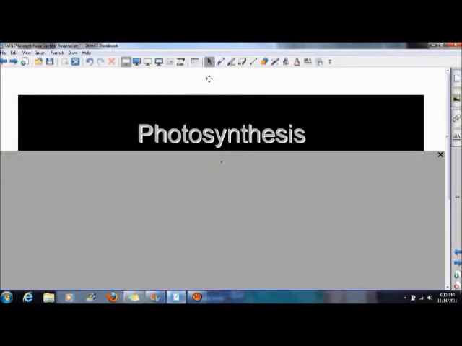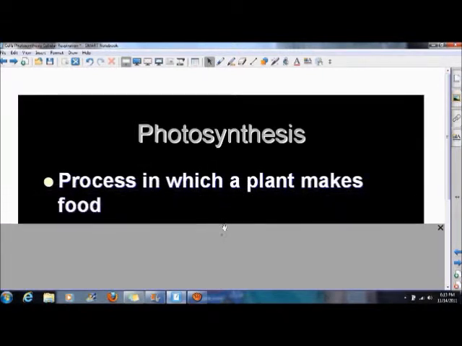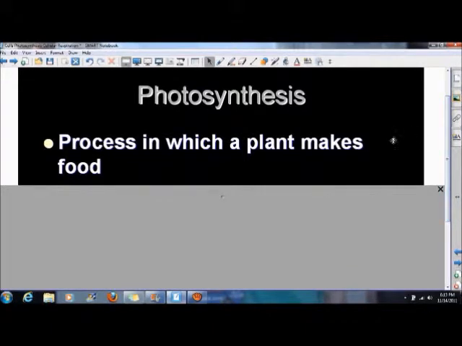All right, so let's get some notes on photosynthesis. Photosynthesis, as you heard your classmates say, is the process in which a plant makes food. A plant cannot go out and cook itself a steak or make itself a sandwich or eat some chips. A plant has to make its own food, and it does that internally, through a process called photosynthesis.